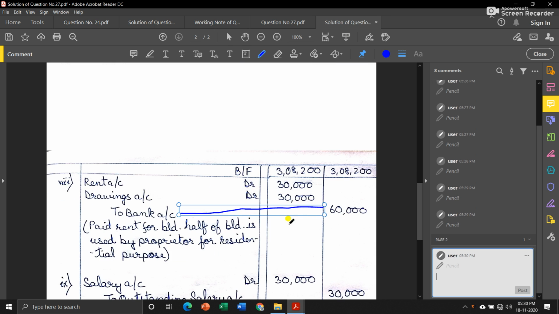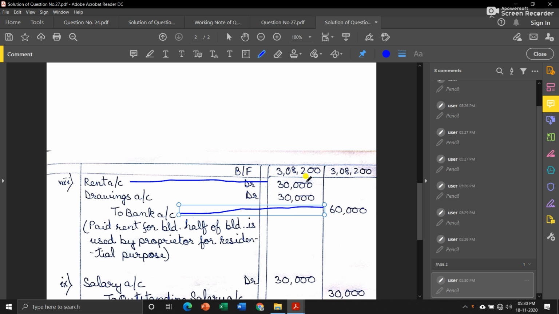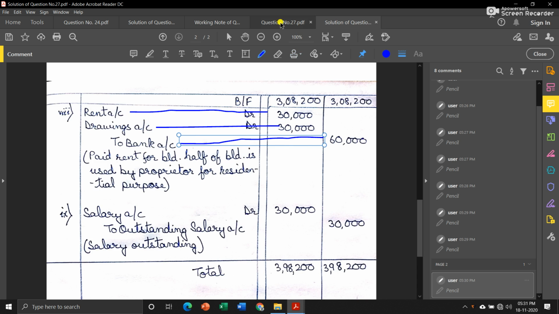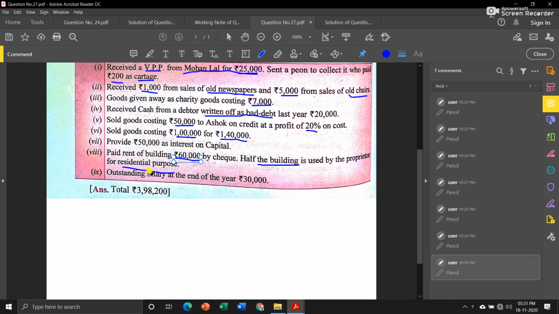with 60,000. Now since they have mentioned that half of the building was used by the proprietor for his personal use, half of 60,000, that is 30,000, will be his drawings. So for the office part, rent account, we will write 30,000, and for his residential part we will write drawings account rupees 30,000. Then the last transaction: outstanding salary at the end of the year is 30,000.